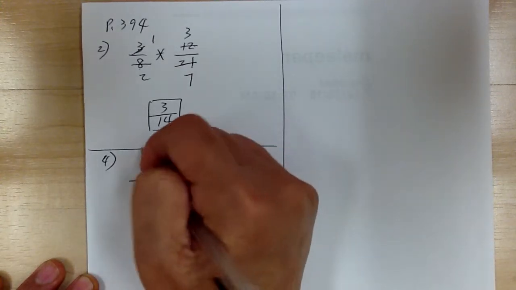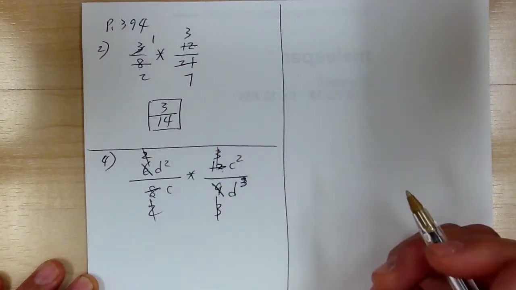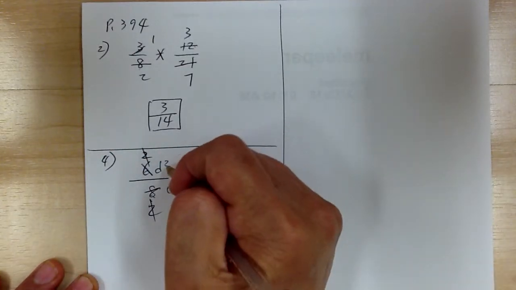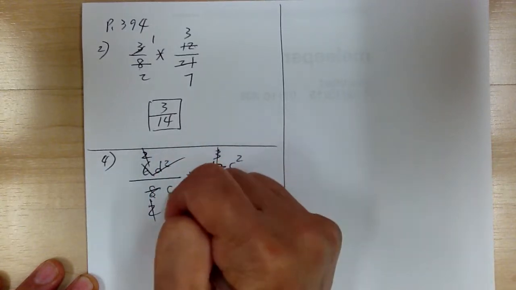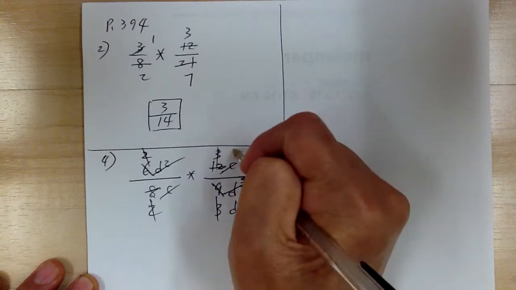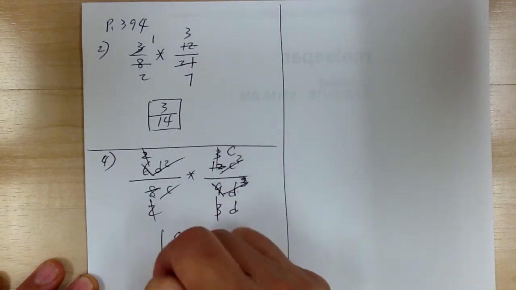And then 2 and 2 can cancel out. 3 and 3 can cancel out. Okay, so done with the numbers. Now let's go down the alphabet. So you got d squared, d cubed, so cancel out. You get d left over. c squared cancels out. You got c left over. And so all you have left over is c over d.